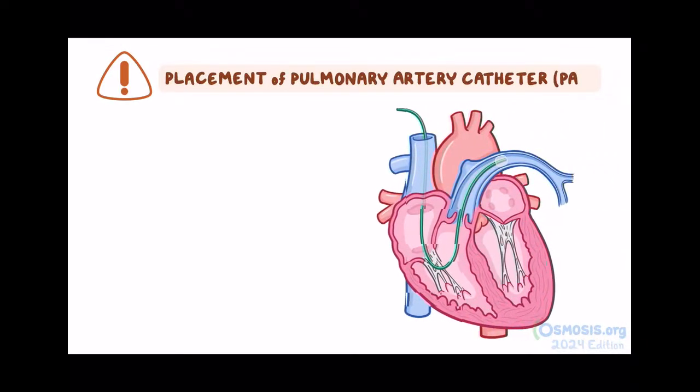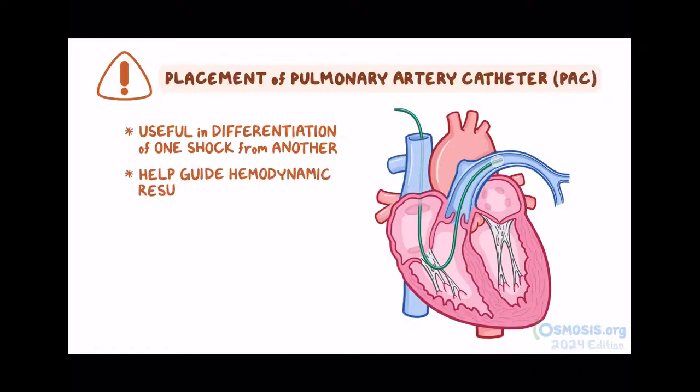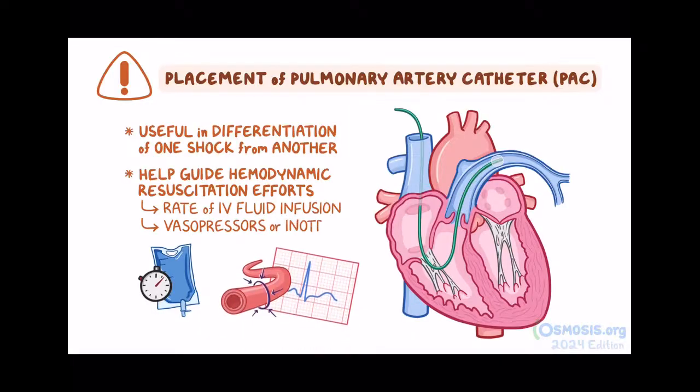Now, one last high-yield fact. While not routinely used in clinical practice, placement of a pulmonary artery catheter, or PAC, can be useful in the differentiation of one type of shock from another, as well as help guide hemodynamic resuscitation efforts, like the rate of IV fluid infusion and the decision to use vasopressors or inotropes.